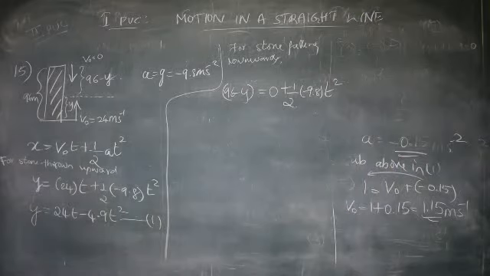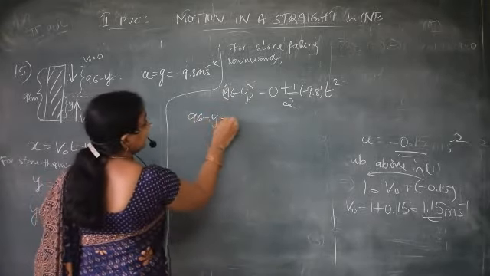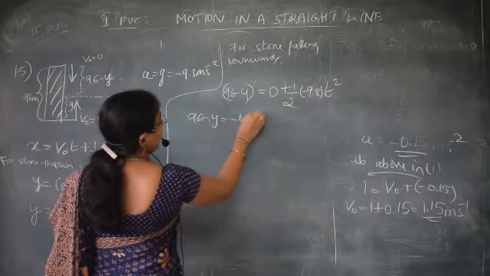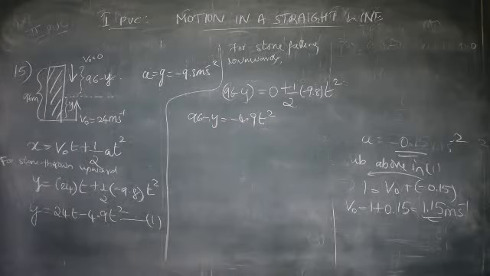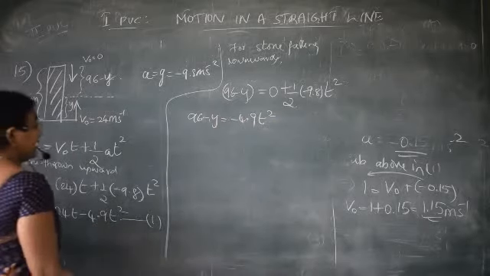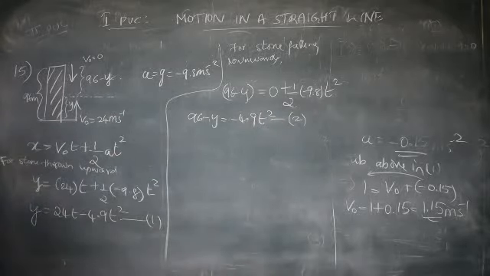Next, 96 minus y is equal to minus 4.9 t square. Equation number 2. Can we equate equation number 1 and 2? Yes, by equating, that is, we will add them. The y will get cancelled, correct now?